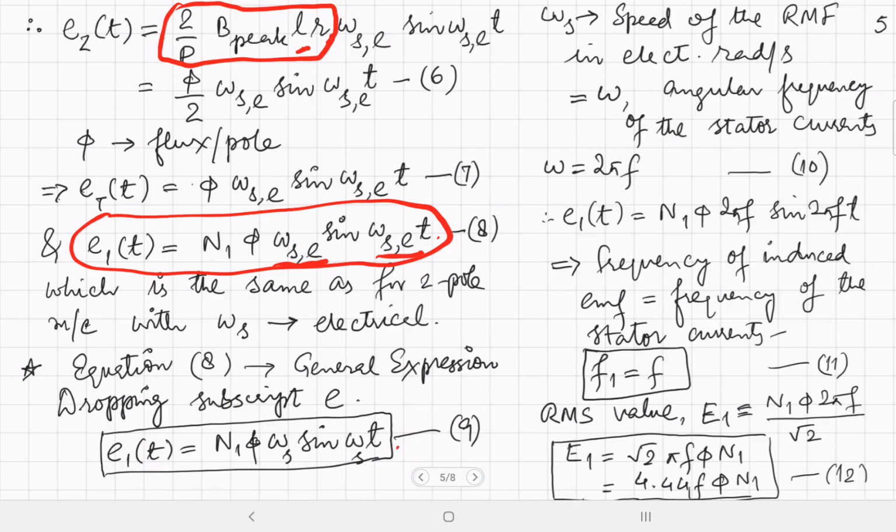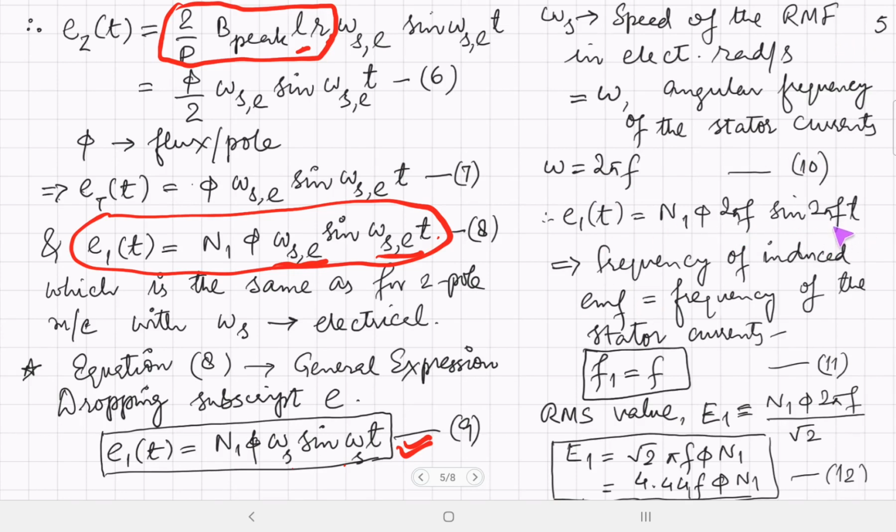And the general expression for the EMF induced per phase of the stator will therefore be n1 phi omega S sine omega S t. And we know that now the speed omega S is the speed of the rotating magnetic field in electrical radians per second, and we have already seen that this speed is also equal to omega, which is the angular frequency of the stator currents, and omega we know is 2 pi f, and hence we can write E1 can also be written as n1 phi into 2 pi f into sine 2 pi f into t.